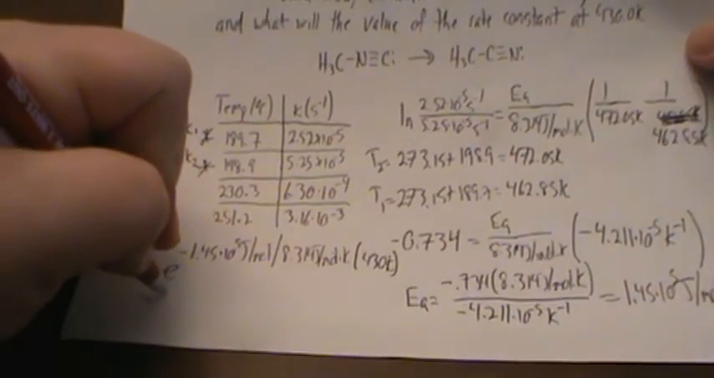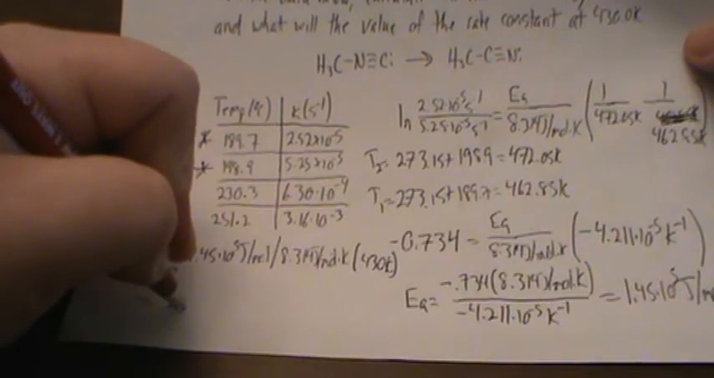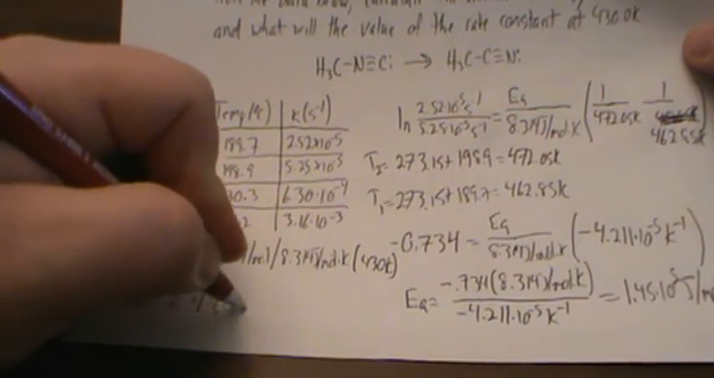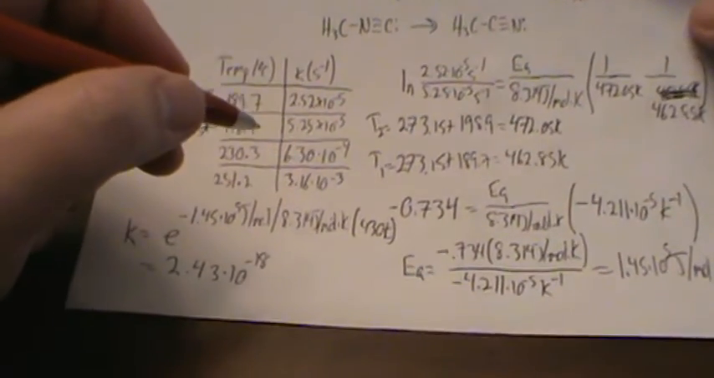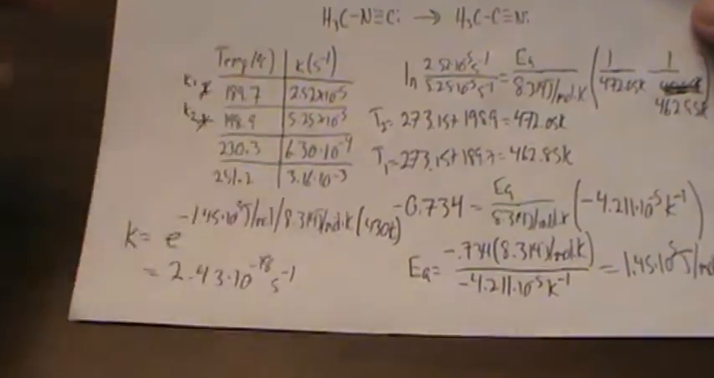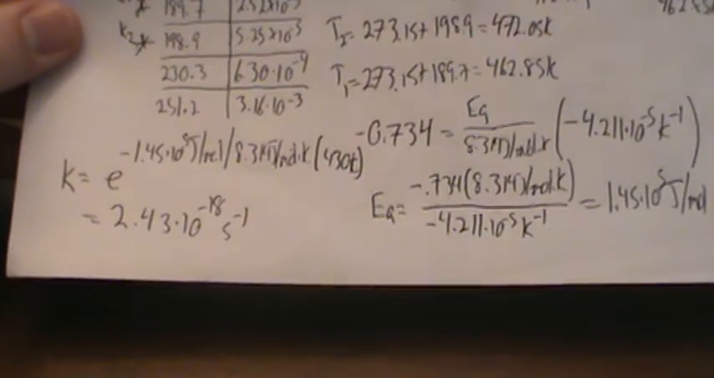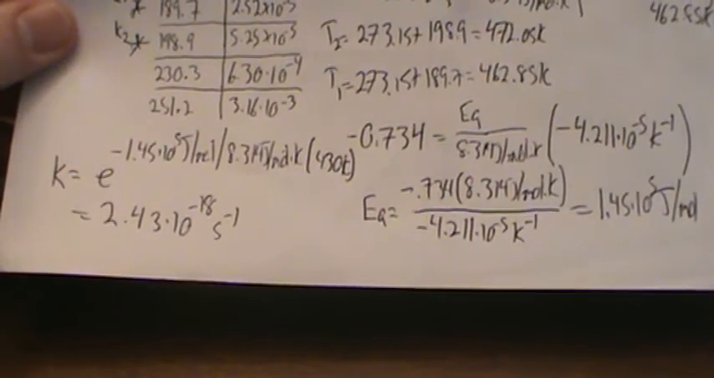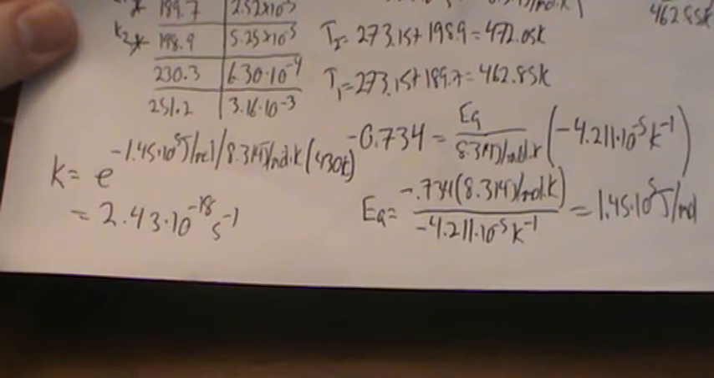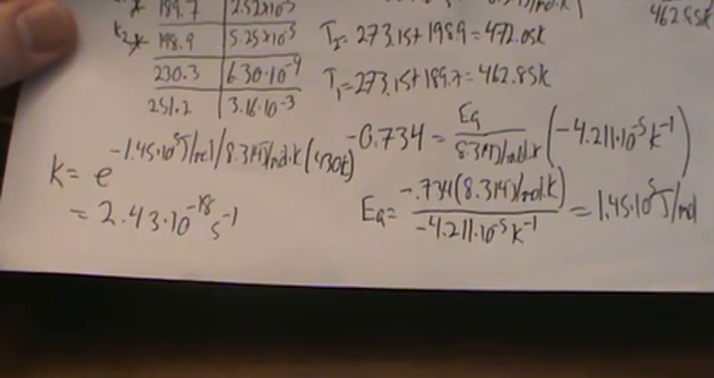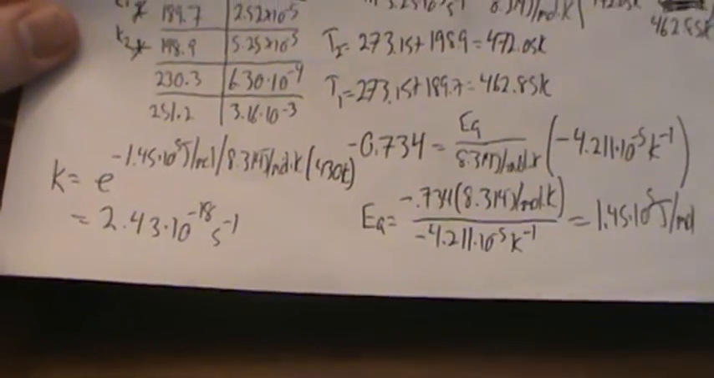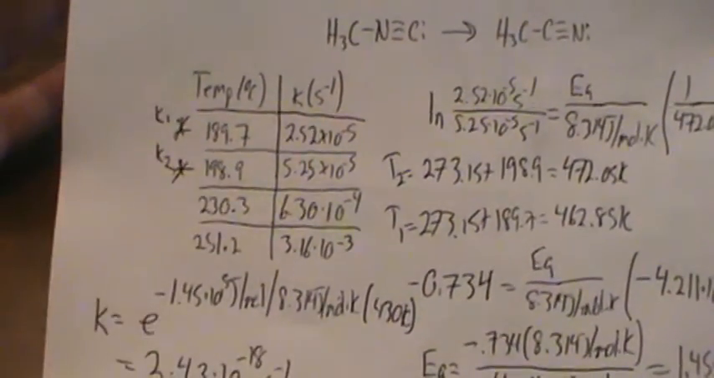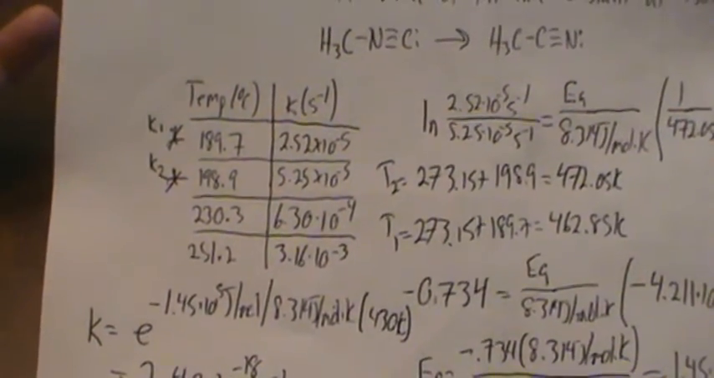And I'm coming up with 2.43 times 10 to the negative 18th. And K should come out to be per second. Now we could probably put it into our equation up here as well if we just take in one of the data points, doesn't matter which one it is, and go from there.